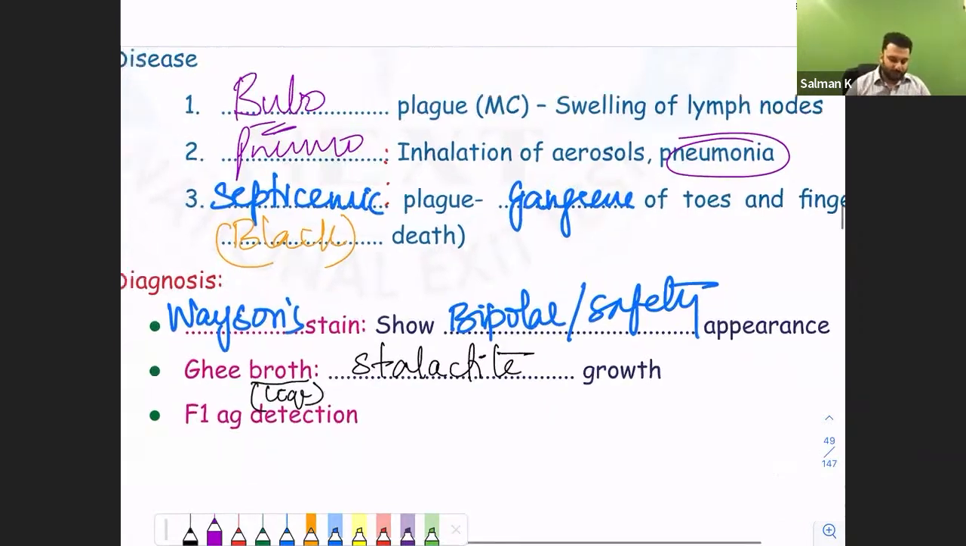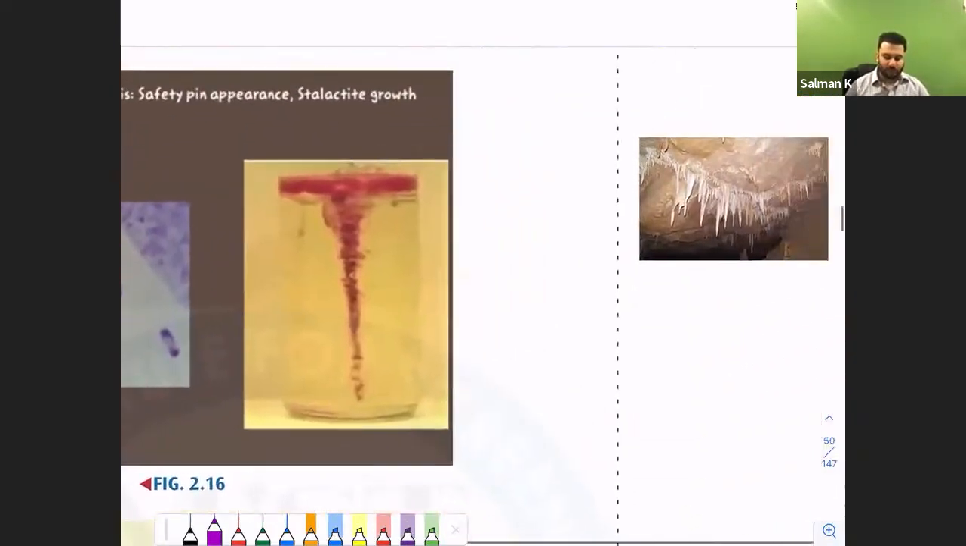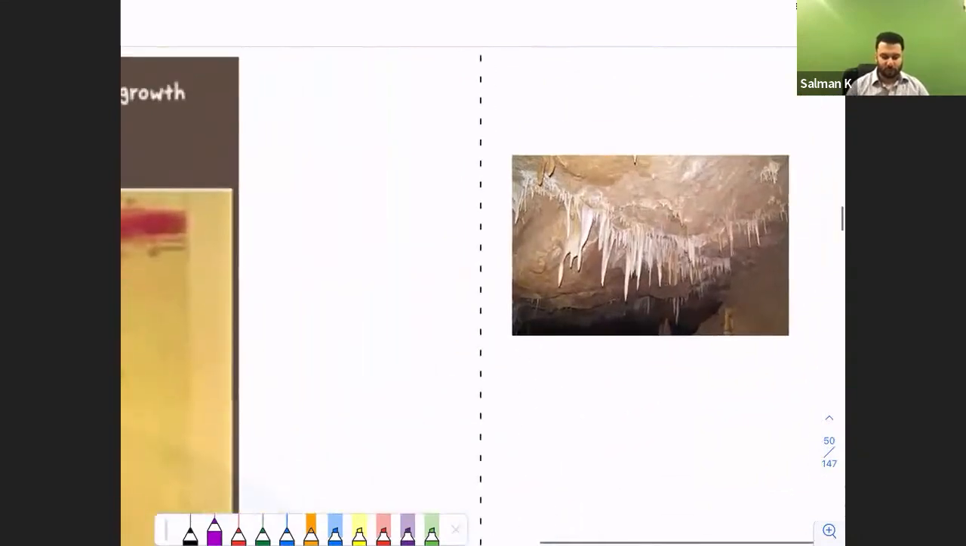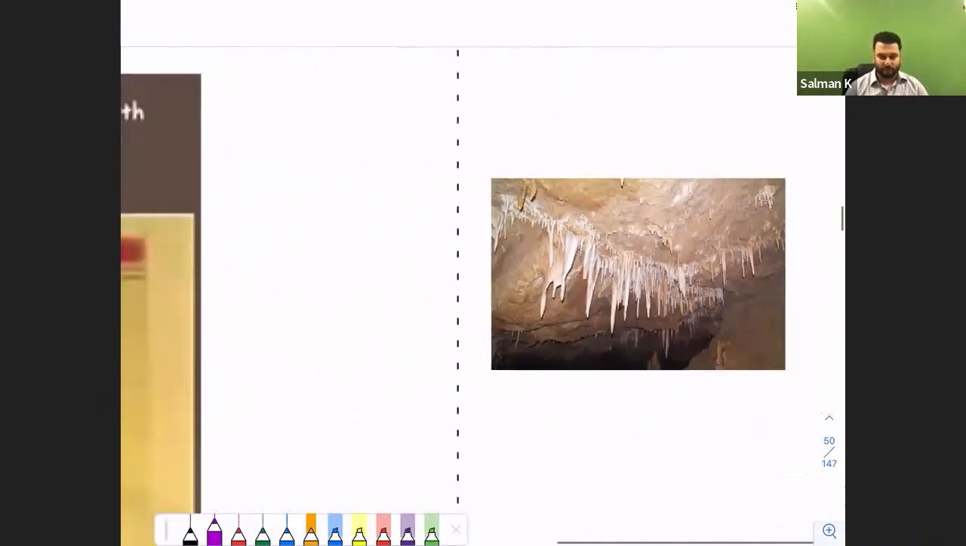Now, diagnosis: just like the others, it shows the same bipolar or safety pin appearance. And there is one characteristic growth called stalactite growth that I have told you, it is like things that are hanging from the roof. This is the stalactite growth that you're seeing here. Okay, doctors, so hope this is clear enough to all of you.